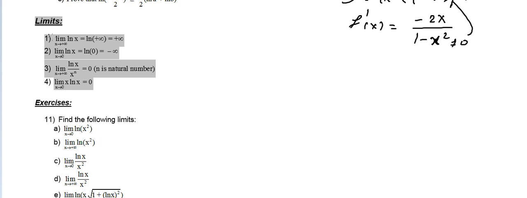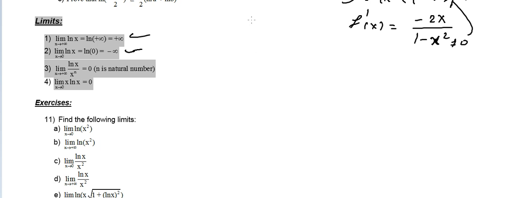Let me start with limits. Limit of ln x as x approaches plus infinity is ln plus infinity, which is infinity. Ln infinity is infinity. This one is okay. These infinities we should know before we start doing the graphs. This is a very important video now. Limit of ln x as x approaches 0 is ln 0, and it's minus infinity.